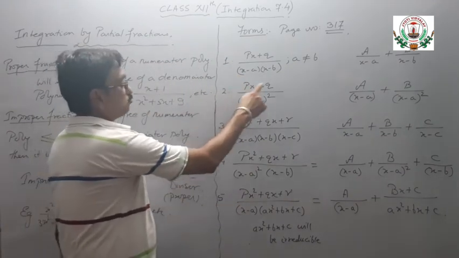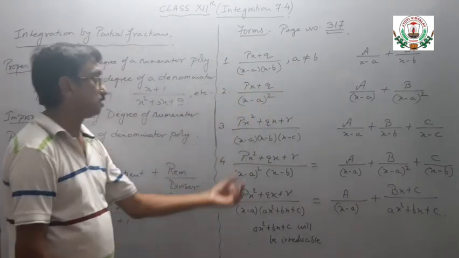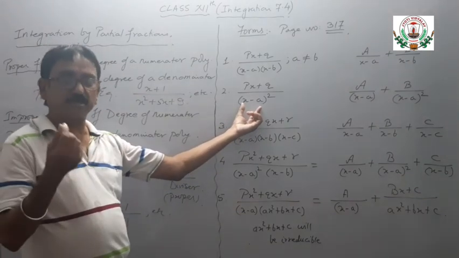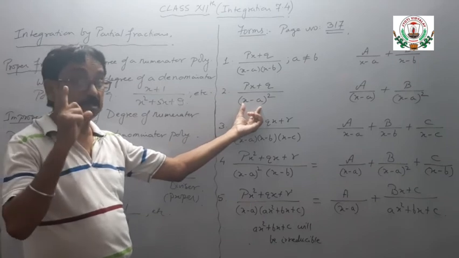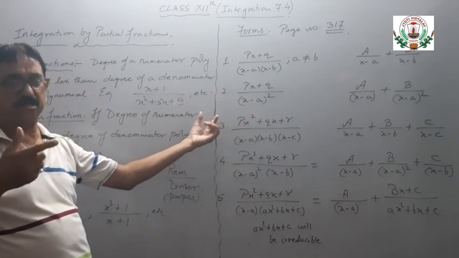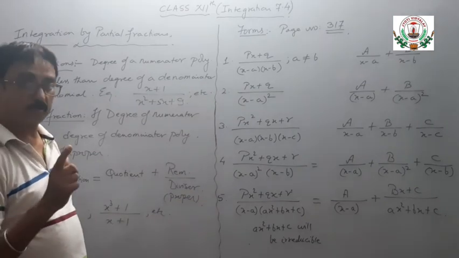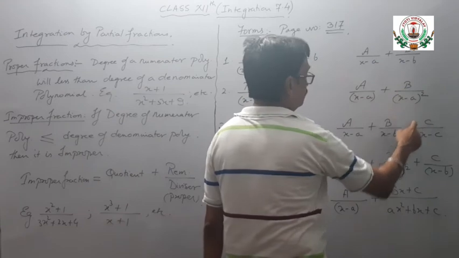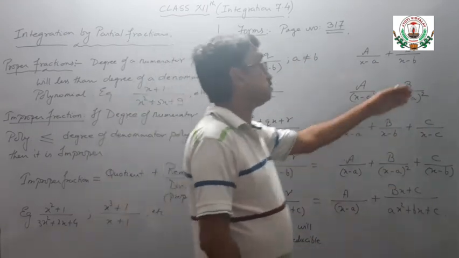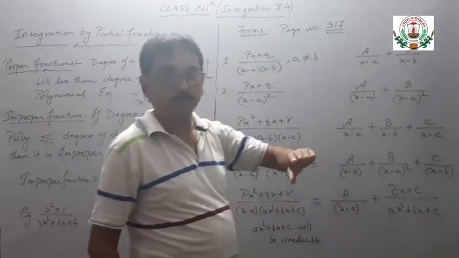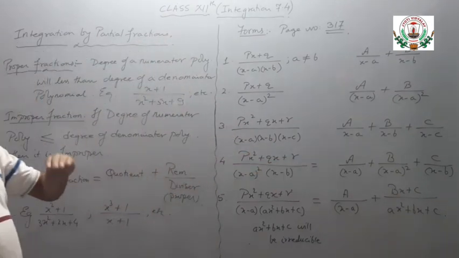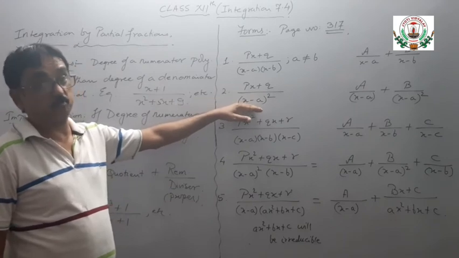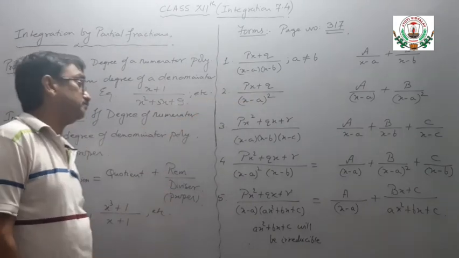Next, second, px plus q upon denominator. You can see here that it is a repeated linear factor, 2 times it comes. If a single linear factor is repeating twice, thrice, 4 times, then what you have to do? A upon x minus a plus B upon x minus a the whole square. If it is 3 times, then C upon x minus a the whole cube. But I will explain the very short method of solving such type of question while teaching. So be careful in my next video.